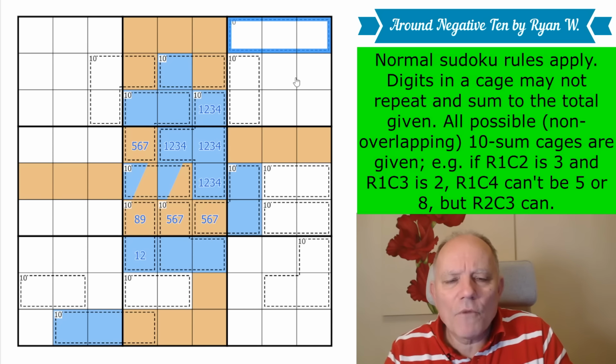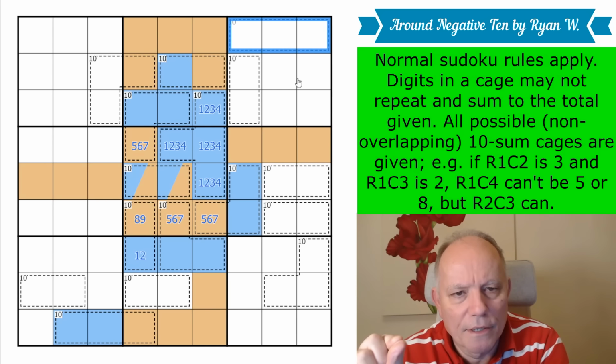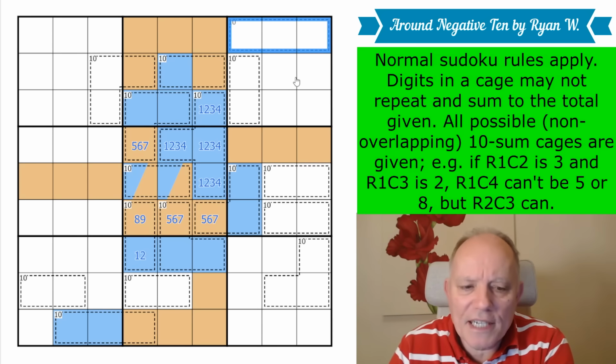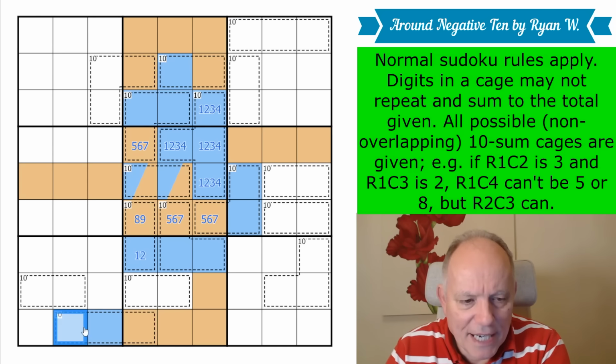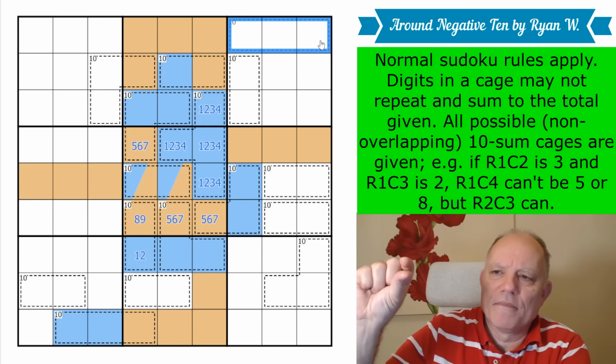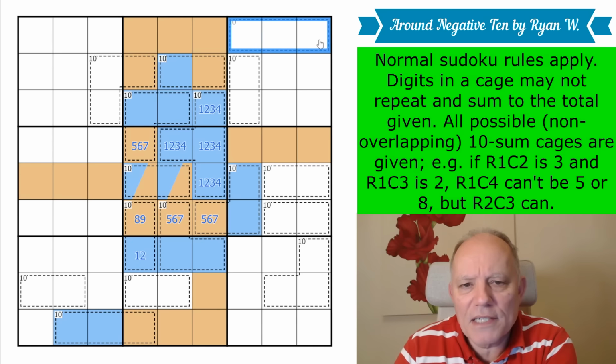Now, I'm not sure that we've established, but we might be able to, that a 3-cell cage is always orange plus 2 blue. We did establish that if there's orange in it, it needs 2 blue. Can it ever be 3 blue? No, because the maximum of 3 blue digits is 2, 3, 4 equals only 9. So this cage is definitely 1 orange and 2 blue.